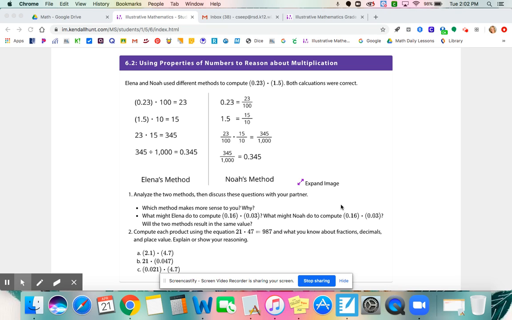Hello, everybody. We are back with Unit 5, Lesson 6, continuing talking about multiplication of decimals. And we're going to look at some different methods for multiplying decimals to make sense of how we can do it and to find a method that works best for you. So we can see two people's work here in front of us.